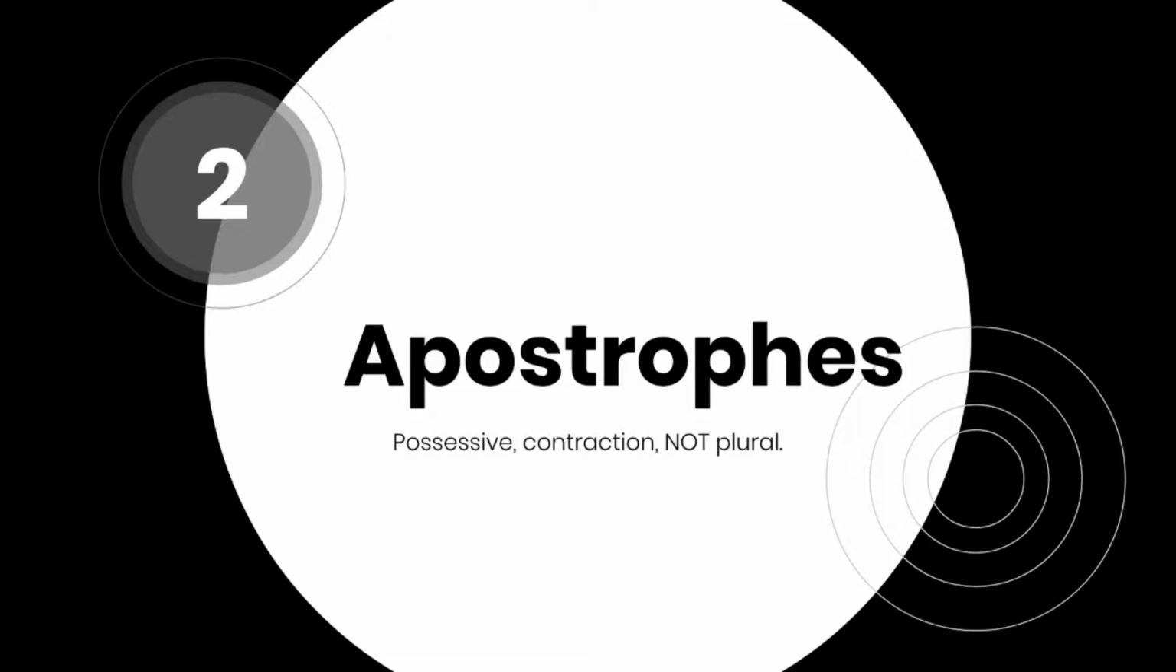Okay, apostrophes. The easiest thing to remember about apostrophes is that they are used to show possession, to make contractions, and not to make things plural, with exception.